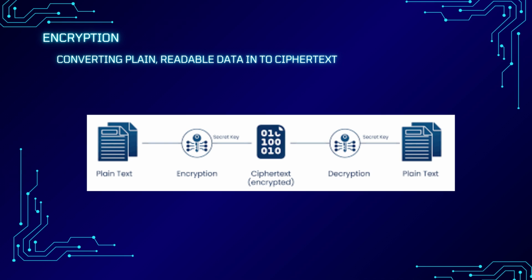So, when we transmit data from one end to another end, an attacker can't intercept it to steal the data because the data is encrypted. Decryption means converting that ciphertext back to the readable form.